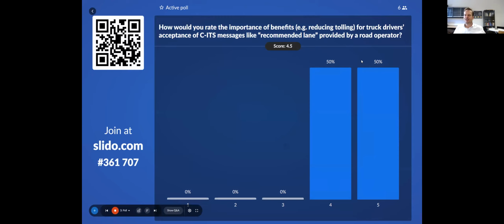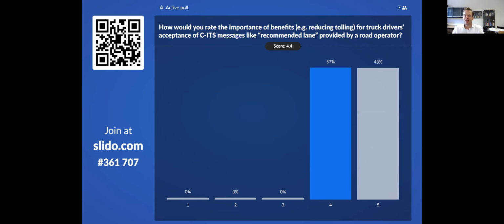Yeah, this is now also probably reflected in this message here. How would you rate the importance of benefits, for example, reducing tolling for truck drivers' acceptance of such messages, which is deemed quite high here? So probably this goes in the same direction. We need somewhat an incentive, and if the road operator sort of has a benefit from it, the question is what benefit comes to the truck operator actually.